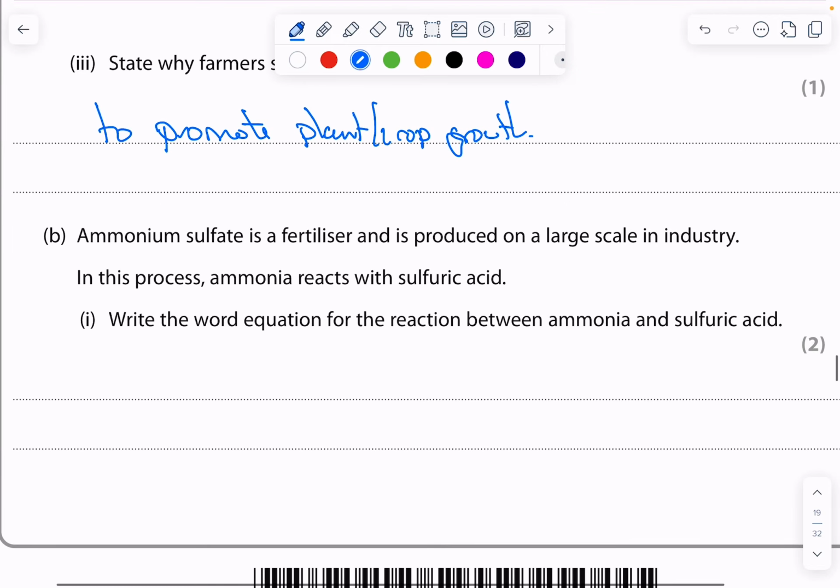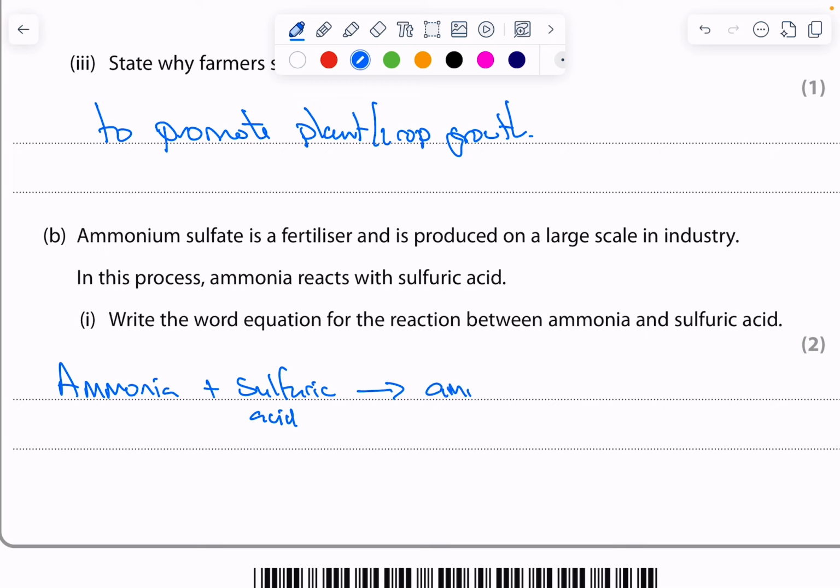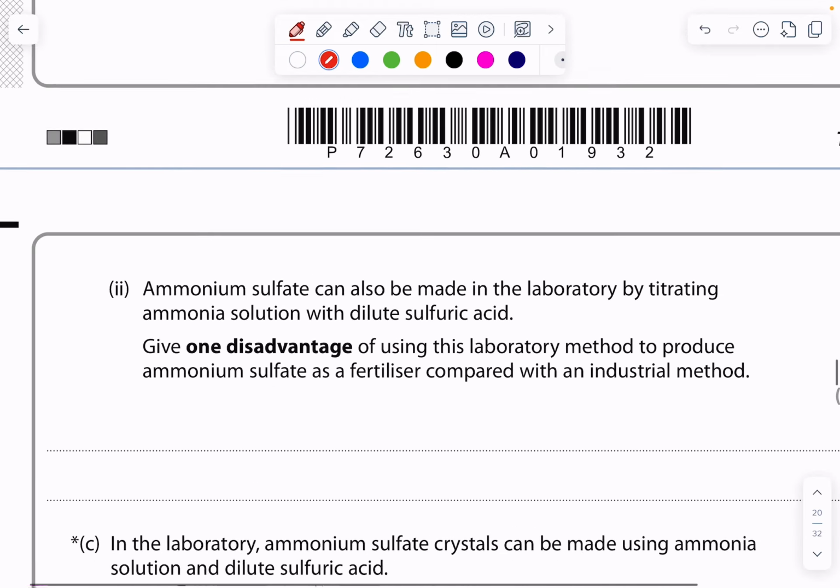Write a word equation for the reaction between ammonia and sulfuric acid. So one of the reactants is ammonia, and we have got sulfuric acid. When we react those two together, they are going to produce, as it says in the question, ammonium sulfate. The way they're going to give the marks there is 1 mark for getting the two reactants, and then 1 mark for putting the products in the right place.